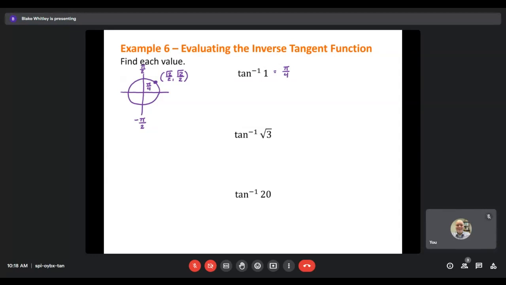So again, we can't just look at a single value, either x or y, like we could for inverse sine and inverse cosine. We have to think about the division of y over x. In this case, when you do that, square root of 2 over 2 divided by square root of 2 over 2 gives us square root of 2 over 2 times 2 over the square root of 2. Both the 2's and the square roots of 2 cancel out, and that's what gives us our 1 here.